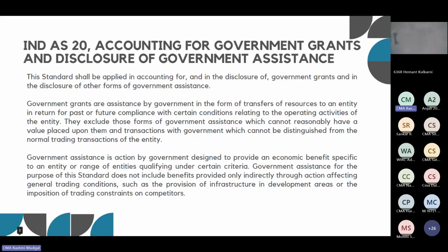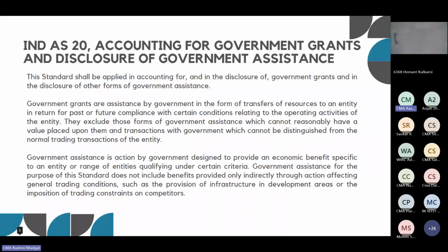Operating activity excludes those forms of government assistance which cannot reasonably have a value placed upon them, and transactions with government which cannot be distinguished from the normal trading transactions of the entity.